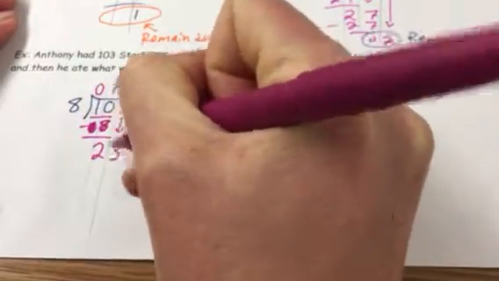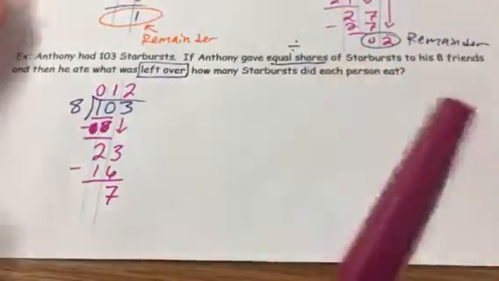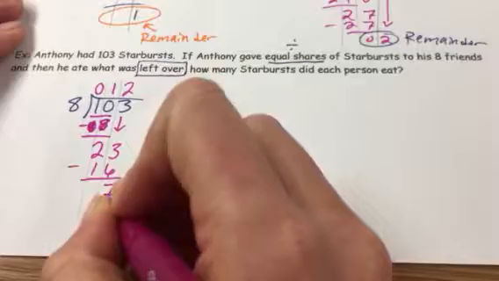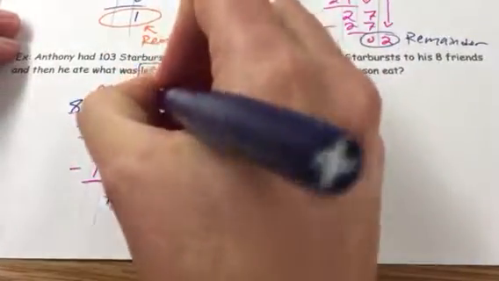I bring down the 3. 8 goes into 23 2 whole times. I subtract 16. The difference between those two is 7. This is my remainder, the answer to the last subtraction problem. So we have 12 remainder 7.